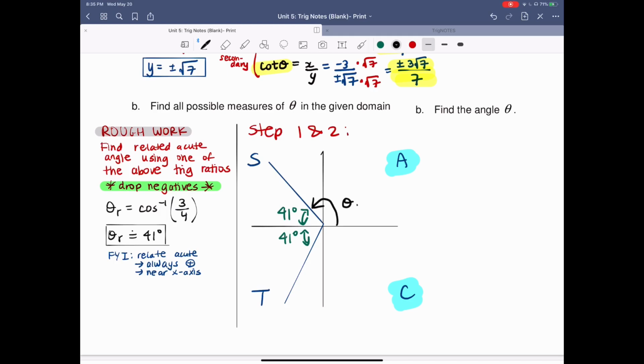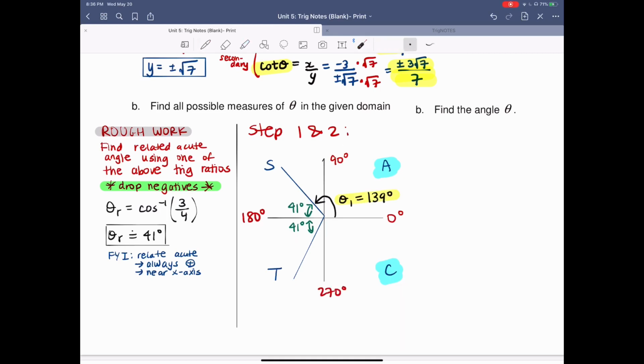And so my theta 1 is equal to, well, from here to here is 0, this is 90 degrees, 180 degrees. So what I'm doing is 180 minus 41, because this straight line is 180 degrees. I need to remove 41 degrees. Therefore, this part is going to be equal to 139 degrees. And for this terminal arm, I'm going to start from my initial arm. From here to here is 180, not quite at 270. And so the easiest way to do it is 180 plus 41, which is equal to 221 degrees.